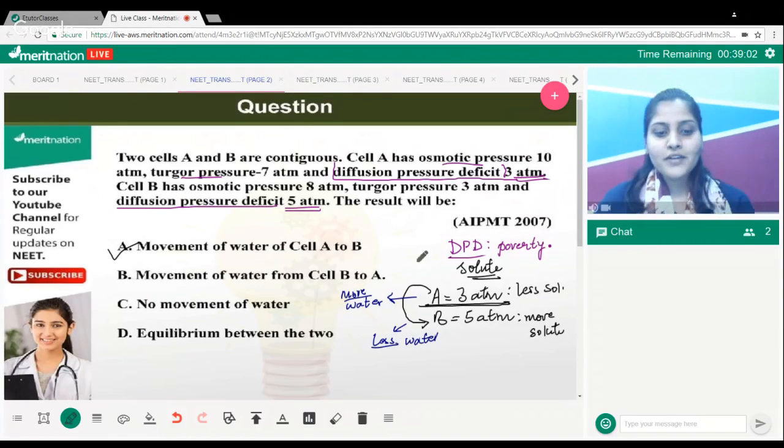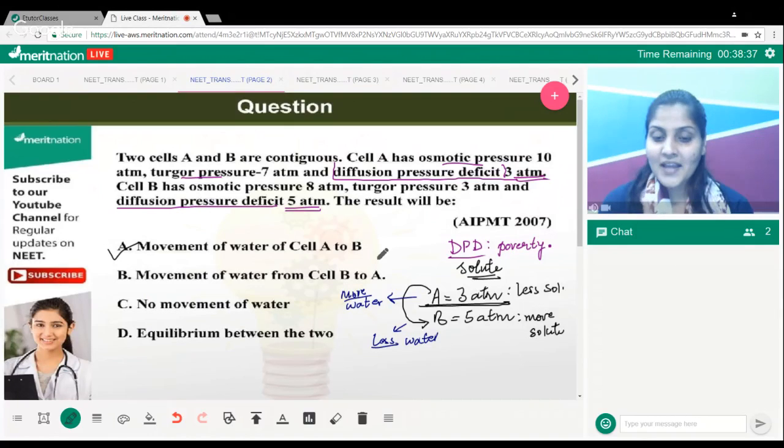Okay, so water will be moving from A to B because cell A has more quantity of water. It has less DPD. It is less poor, and cell B is more poor. So that is why it is going high to low only, Nikki. Water is moving from high to low only. But here, you are not provided with the water potential. Remember, water potential is not given in the question.